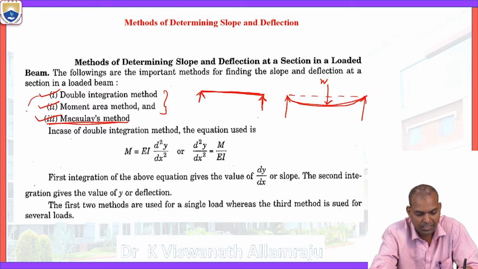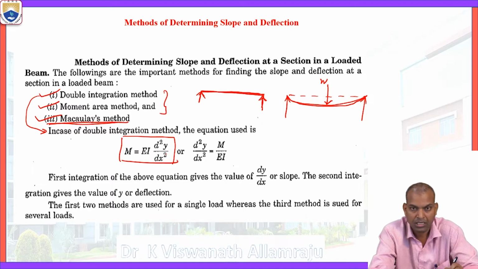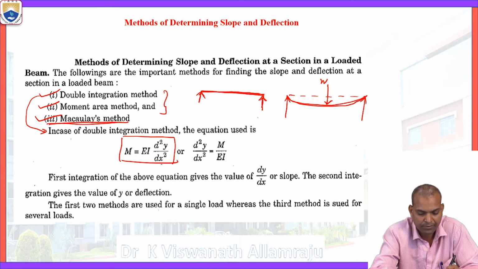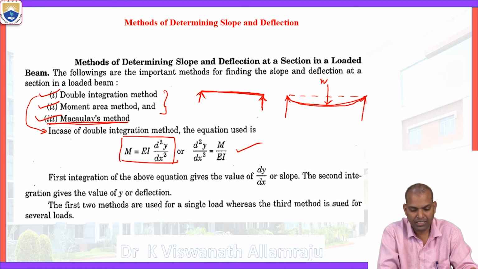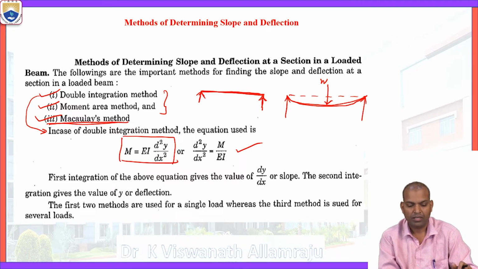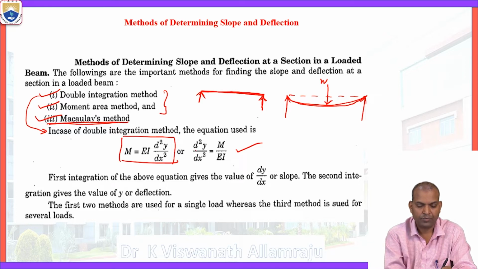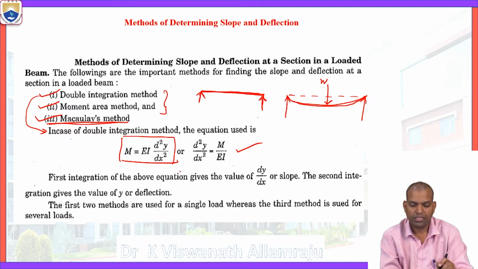In the case of the double integration method, we know the moment equation and the radius of curvature equation, that is M equals EI times d square y by dx square, so d square y by dx square becomes M by EI. If we integrate this equation first, dy by dx comes. The dy by dx is nothing but the slope. If we integrate the slope equation, the deflection equation y can be obtained. So when we integrate the first equation, dy by dx equals M by EI plus constant of integration C1. That constant of integration C1 can be calculated by using boundary conditions.